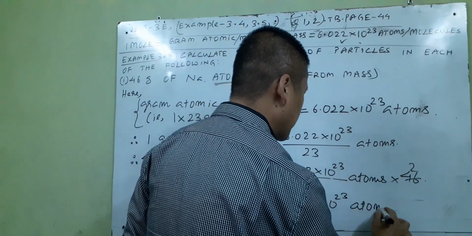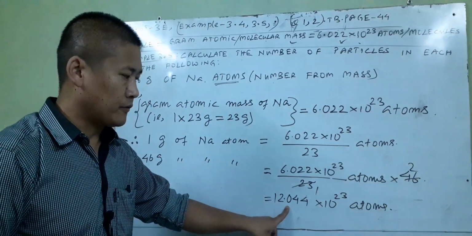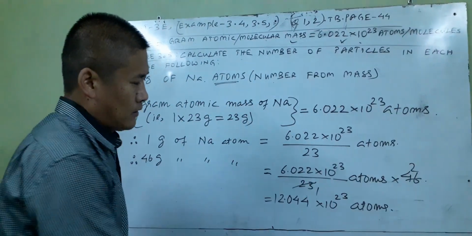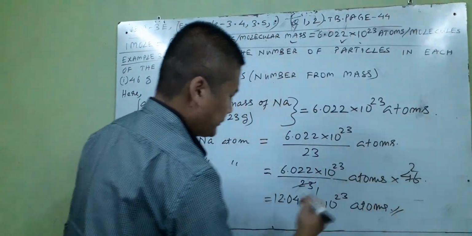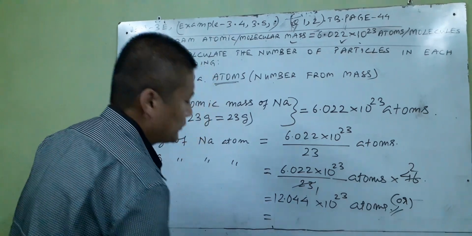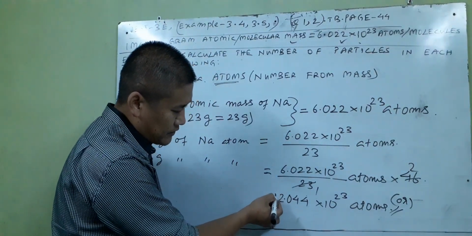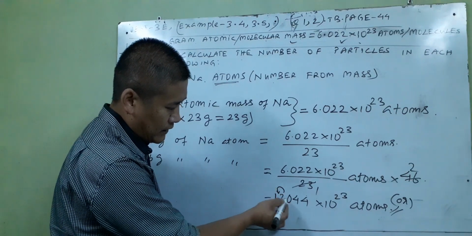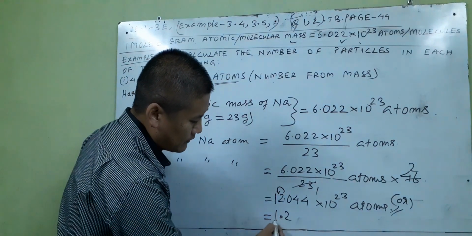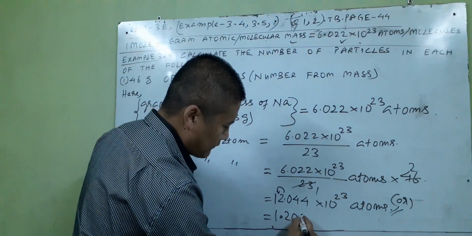Atoms will be there in 46 gram sodium you take. Then this many particles you will be able to find. So this can be your answer. No harm. But usually the answer is expressed in standard form. So you bring this decimal, standard form means right after the first digit here, between 1 and 2. So when the decimal comes after the first digit from the left, that is called standard form.